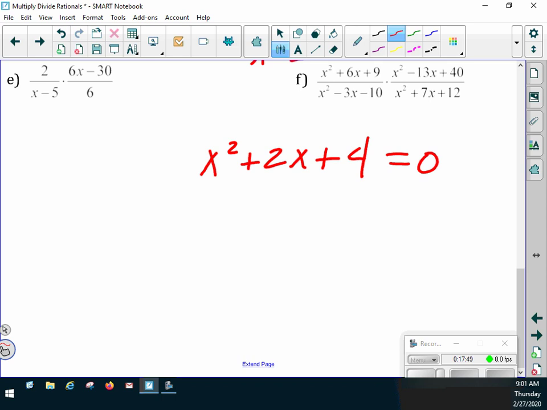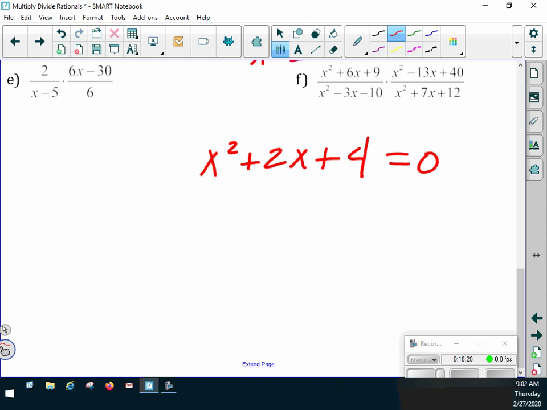Well, how could I solve that quadratic equation? I could factor. I could do the quadratic formula. I could complete the square. Will that factor? Well, you told me a minute ago it wouldn't factor. Can you come up with 2 numbers that'll multiply to give you 4 and add to give you 2? So it won't factor.